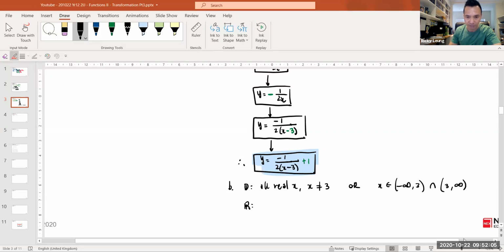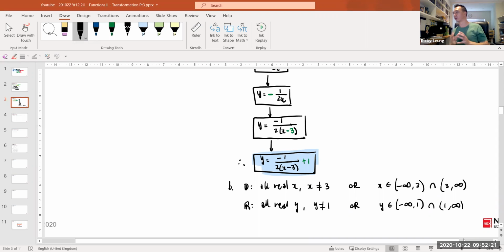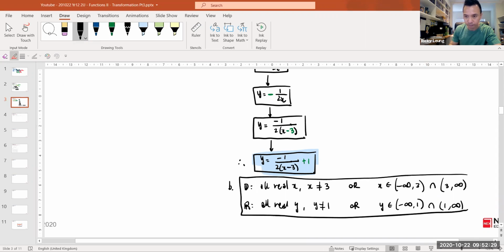For the range, exactly the same deal. Y doesn't equal 1, or y is an element of negative infinity to 1, union 1 to positive infinity. So both of those are acceptable, and that is my domain and range. So you put a box around that, and that is my final answer. Give it a blue highlight.